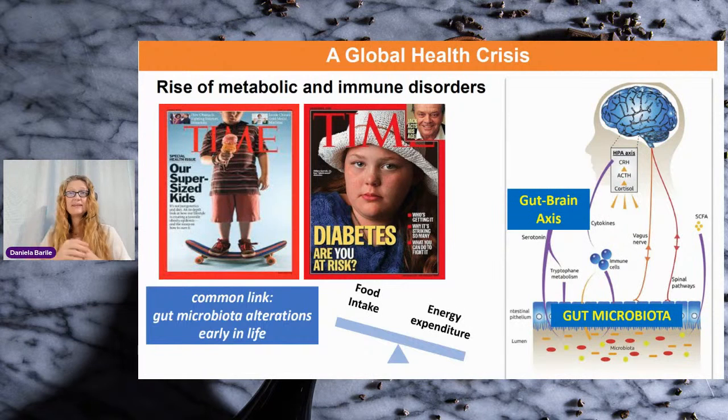As you can see in the cartoon on the right side of the slide, the gut microbiota communicates with the brain through the gut-brain axis. And if there are early disruptions in the type of bacteria that you have in the gut, there can be a disruption, because those are involved in regulating body weight. So just remember this because we'll talk about it again.